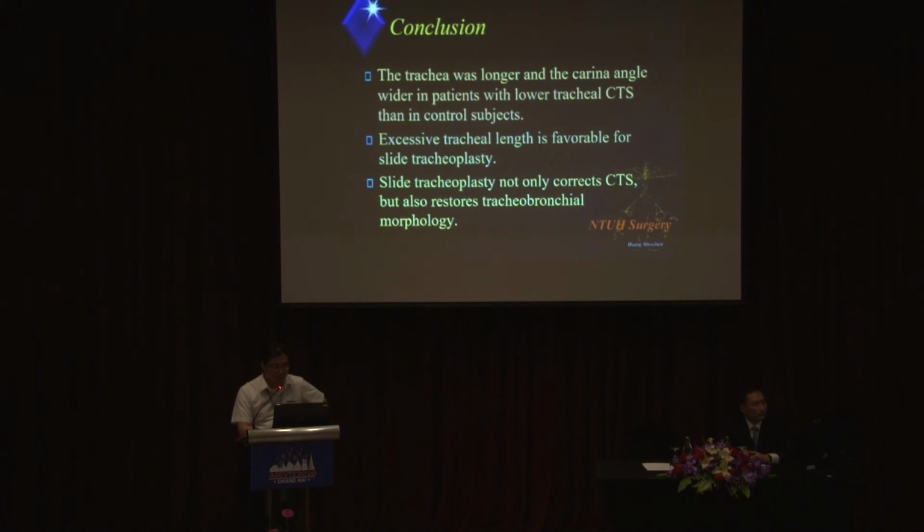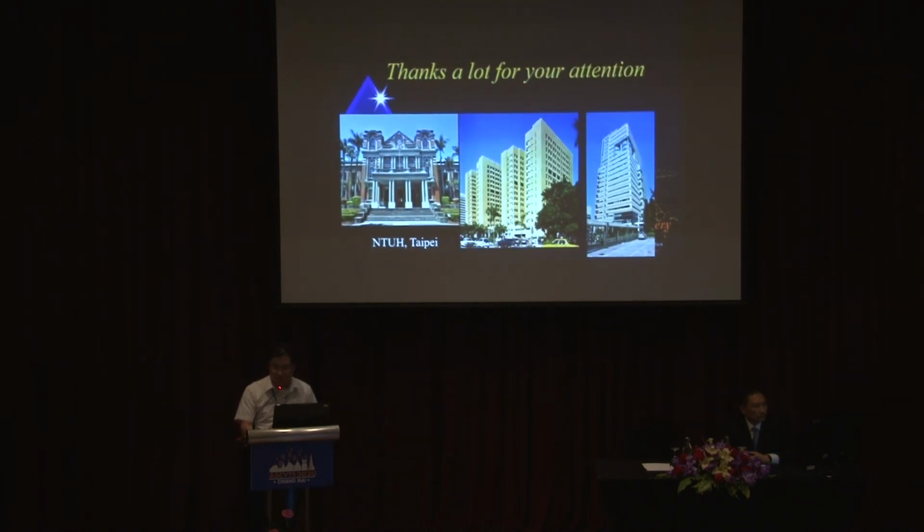And so in this study, we find that in patients with congenital tracheal stenosis, especially low tracheal stenosis with or without pulmonary sling, the trachea was longer and the carina angle is wider. And this excessive tracheal length is favorable for slide tracheoplasty. So I think in this experience, slide tracheoplasty not only corrects congenital tracheal stenosis but also the morphology and the length of the tracheobronchial tree. Thank you for your attention.